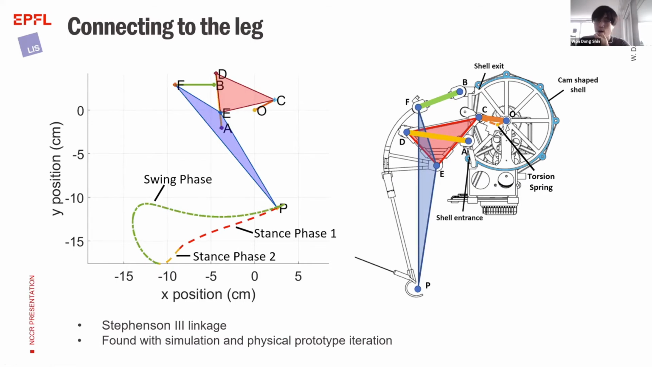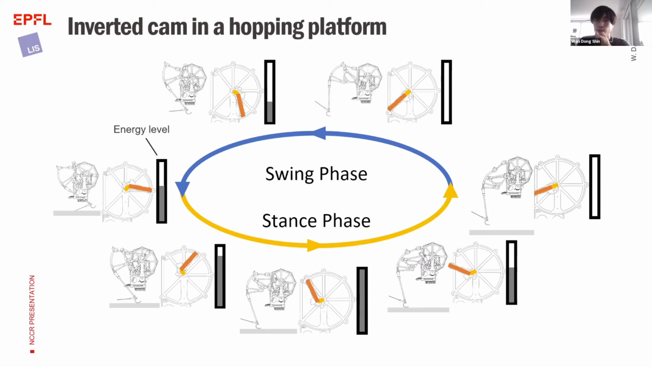So how did it actually work? Since we wanted to test the inverted cam with a single leg first, the only performance we could test was hopping. So this figure shows the full cycle with the status of the elastic energy level here, and the cam and the robot status. So let's begin from here.